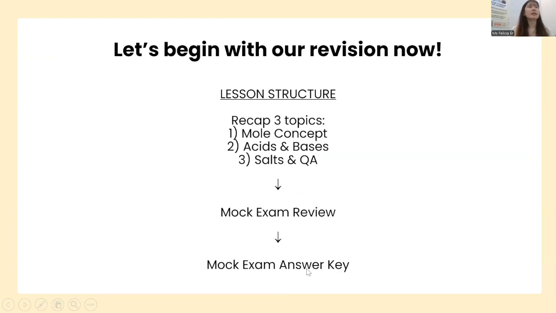So this would be the lesson for today. We will be revising 3 topics. I would say actually it's more like 4 topics because qualitative analysis is actually separate. But some schools teach it as combined. But it's about 3 to 4 topics for today. Then we will be going through the mock exam paper at the back.